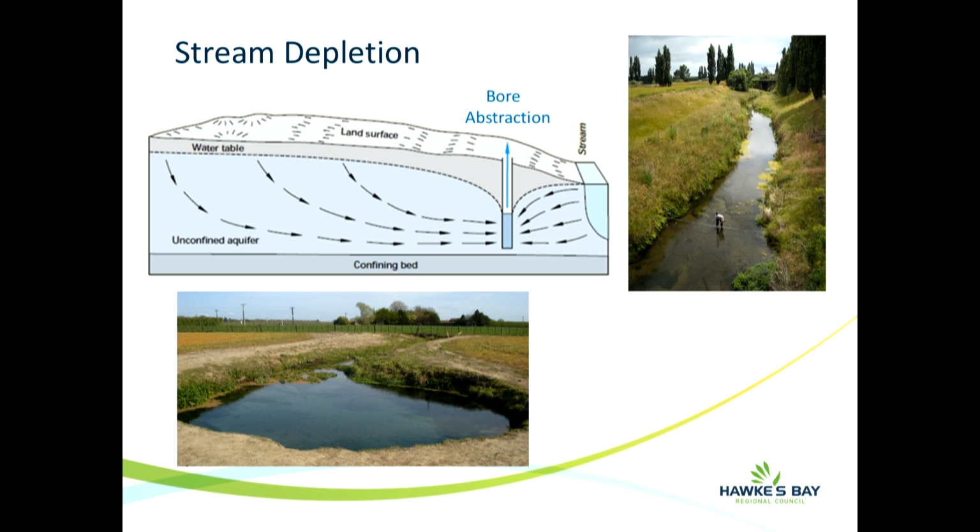Now, stream depletion is when groundwater abstraction causes water either to be induced to flow from a stream into the groundwater system, or when groundwater is intercepted that would have otherwise made it to a stream. So what it is basically is abstracting groundwater and losing stream flow one way or another.